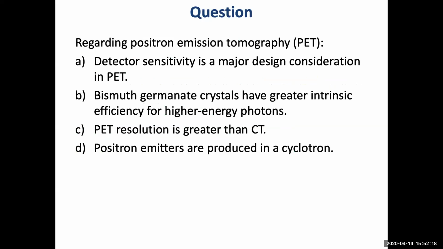Regarding positron emission tomography, detector sensitivity is a major design consideration. This is multiple answer again. Detector sensitivity is a major design consideration in PET. Bismuth germanate, BGO, crystals have greater intrinsic efficiency for higher energy photons. PET resolution is greater than CT. Positron emitters are produced in cyclotron.